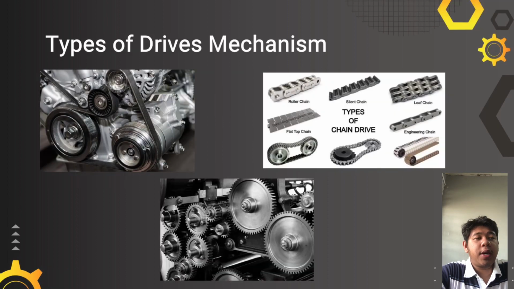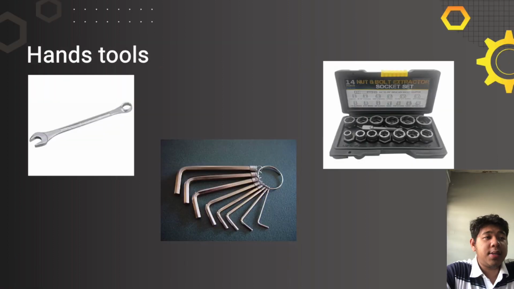Types of drive mechanism. Number one, belt drive. Number two, chain drive, and number three, gear drive. These are the hand tools for the maintenance of power transmission. Number one, ring spanner. Number two, Allen key, and lastly, bolt extractor socket set.